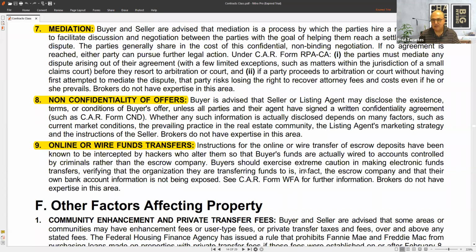Once funds are transferred out, they're basically gone. It's amazing. These things look so real that even escrow companies have been duped, and it's pretty scary out there.